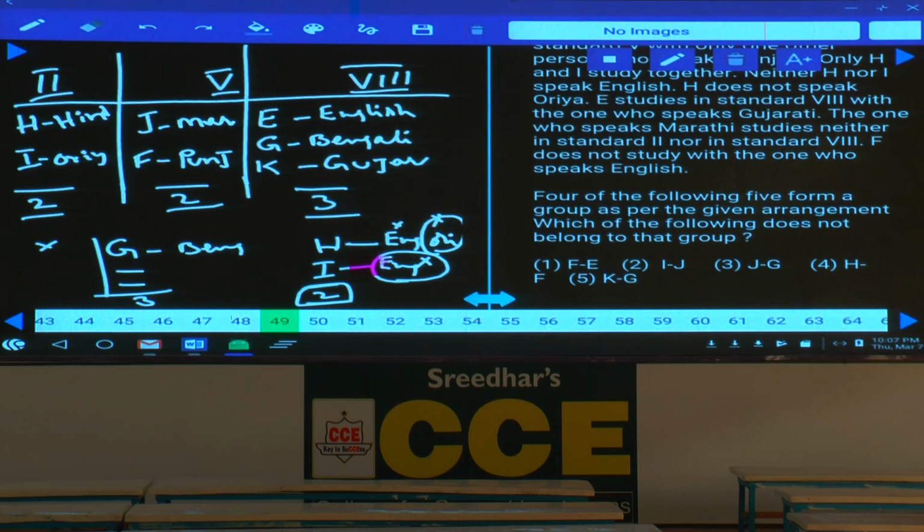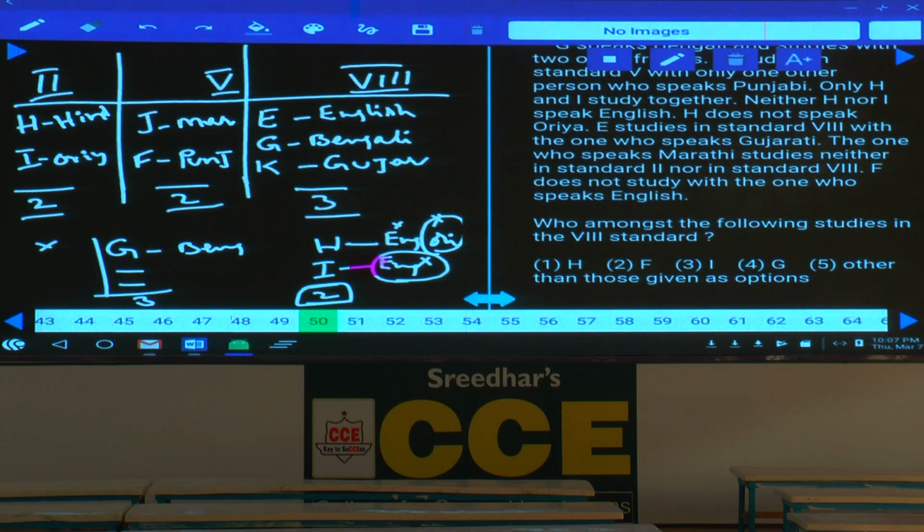Then 49. Four of the following are nothing but odd man out, F and E. Now this F and E are studying in different classes. I and J, different classes. J and G, different classes. H and F, different classes. K and G are studying in the same class, except the choice 5. And in the remaining 4 choices, these 2 persons are studying in 2 different classes. Hence, that is the odd one.